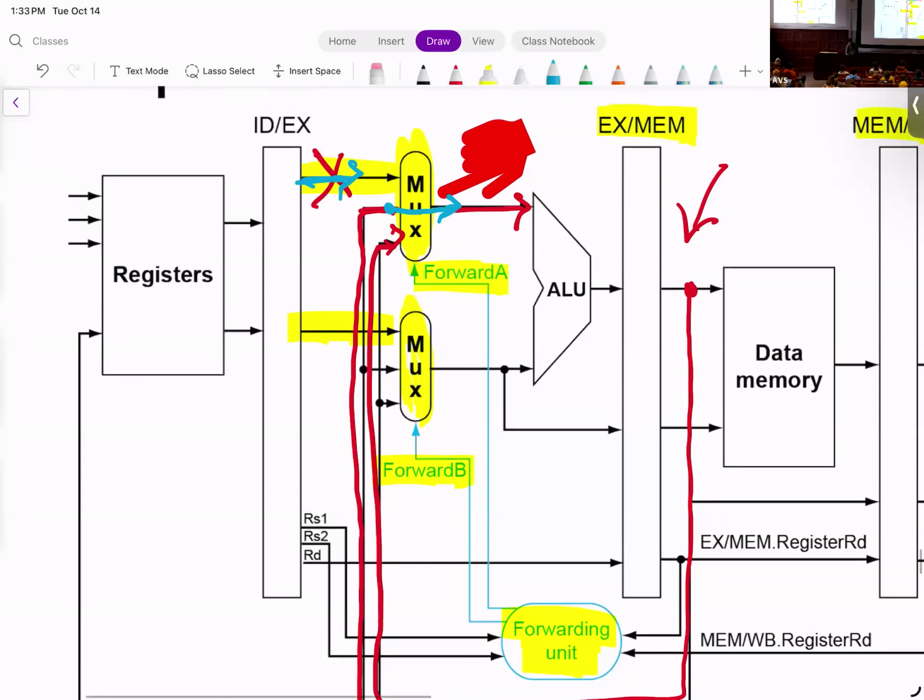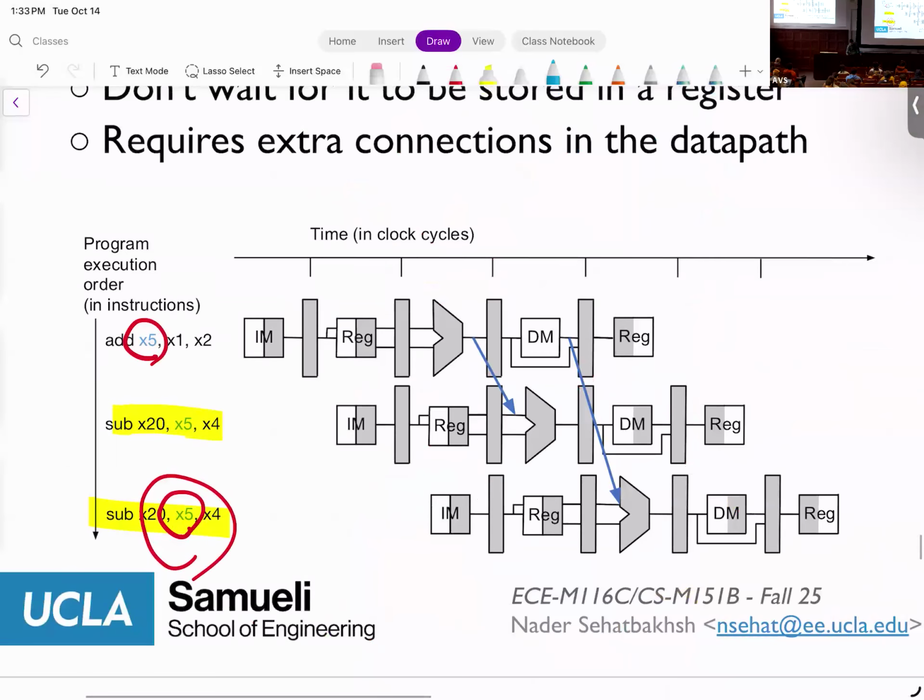So it depends on the timeline. The question is, do we forward from memory or do we forward from the ALU? If it's immediately after, you have to forward it from the memory. If it's 2 instructions down, then you forward it from the write back stage, because the instruction also moves forward. Questions?